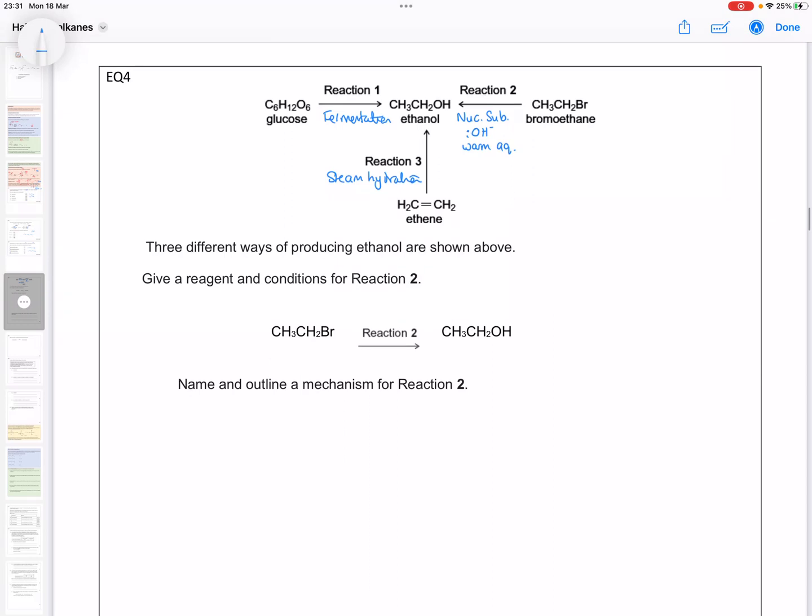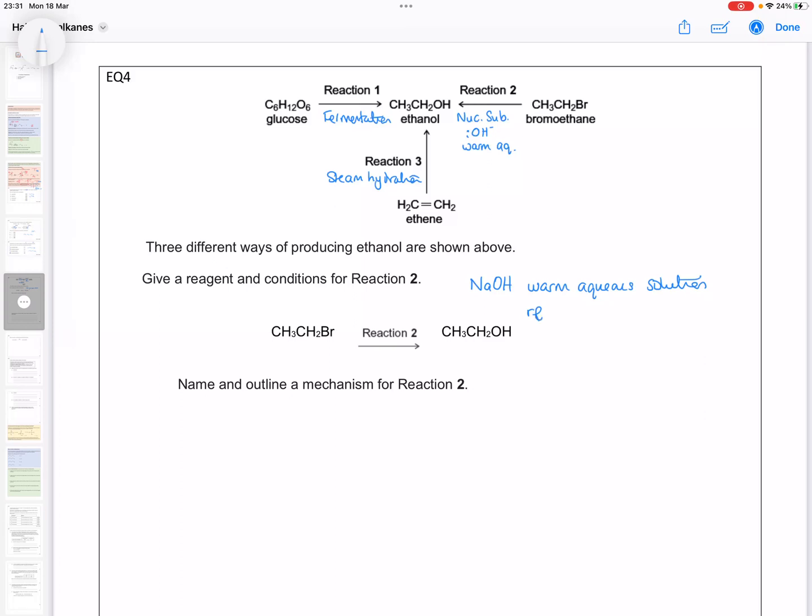Reaction 2, so this is our nucleophilic substitution, give reagents and conditions. So we've got the reagent for the hydroxide nucleophile is sodium hydroxide in warm aqueous solution, and we're going to reflux.